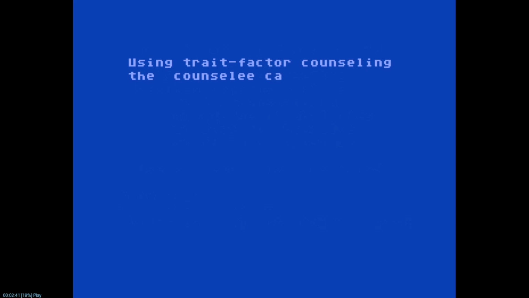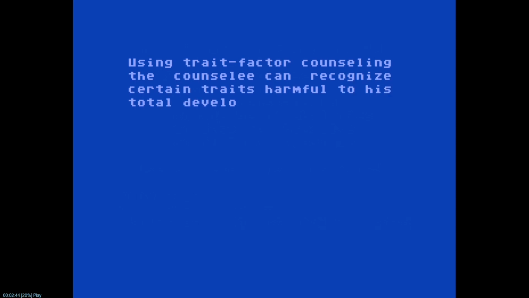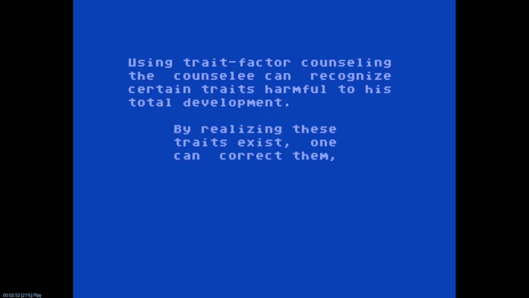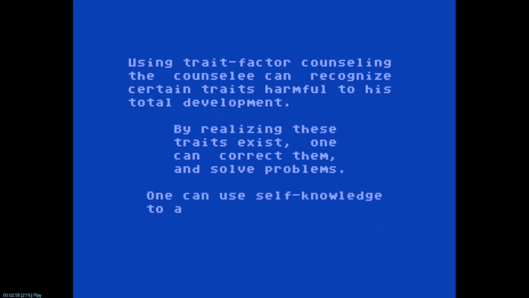Right. On the other hand, by using trait factor counseling, the counselee can come to recognize certain traits that are harmful to his total development. By realizing these traits exist, the theory suggests, one can correct them and thus solve certain problems. One can use self-knowledge to achieve satisfying work and a happy home life.